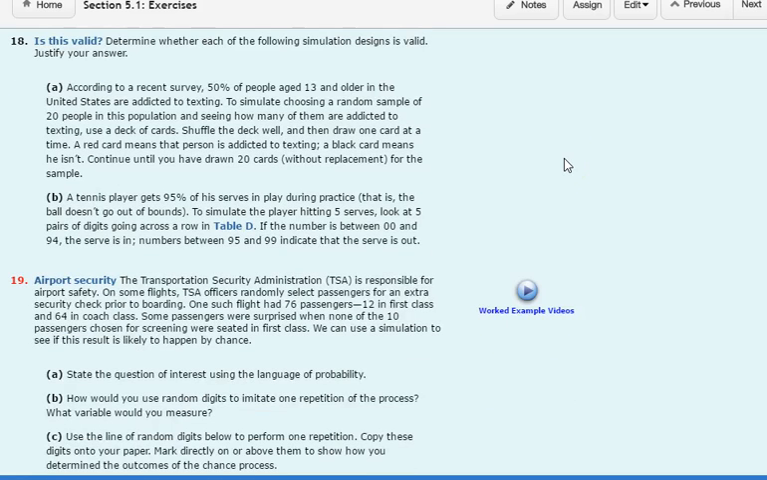18A. According to a recent survey, 50% of people, hey, I think I'll just say, stop here and read 18A and B yourself and see if you can figure out what the correct answer is, and then turn me back on. But I'll start talking now if you don't turn me off.